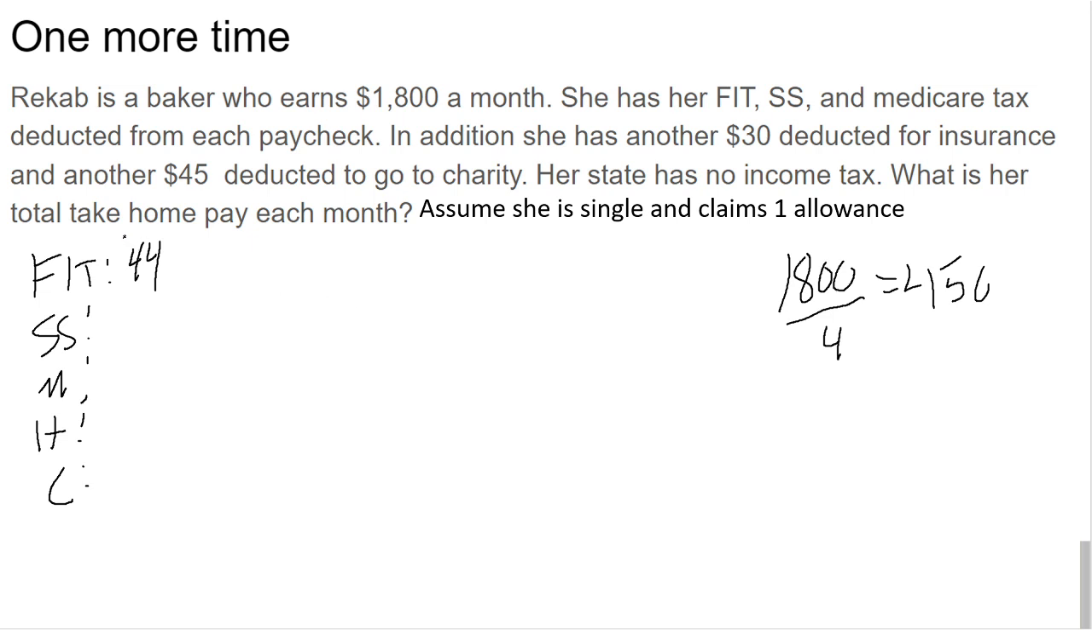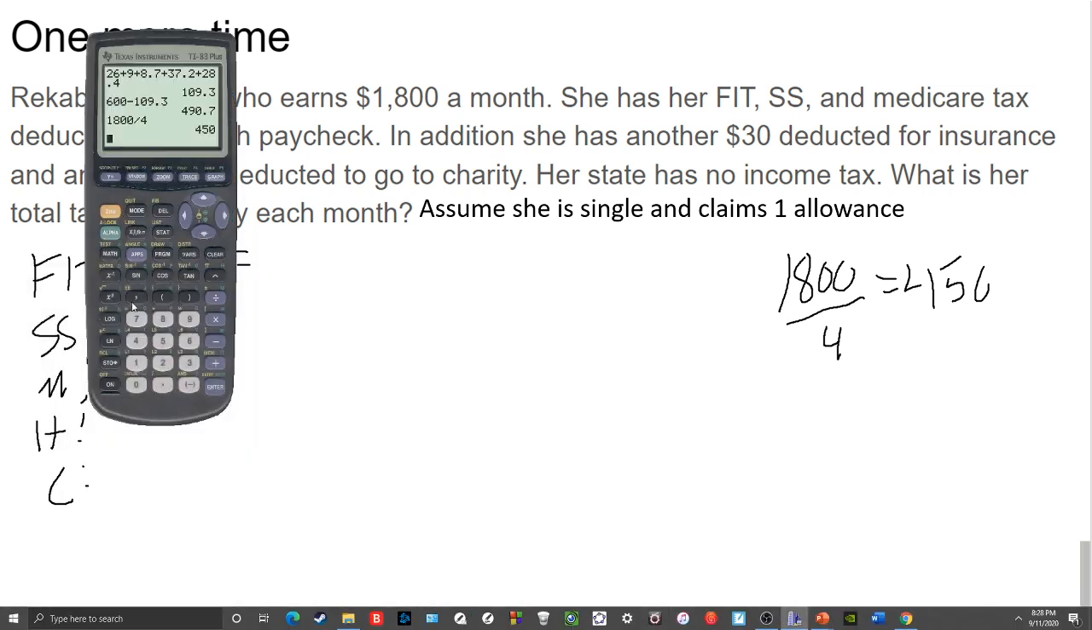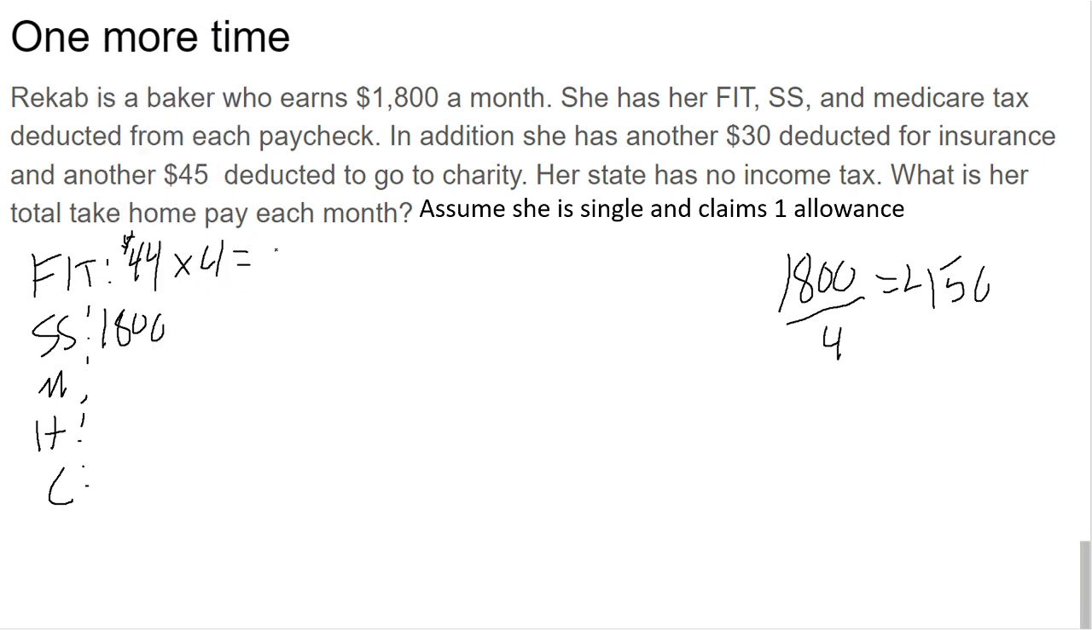And then Social Security is that 6.2%, so 1,800 a month. Or sorry, again, this is the weekly tax. So remember, we're going to have to times this by 4, because we're figuring out how much she's going to take home each month. I forgot to do that. So this is the federal deduction weekly, 44 times 4 to get her monthly. 44 times 4 would be 176.